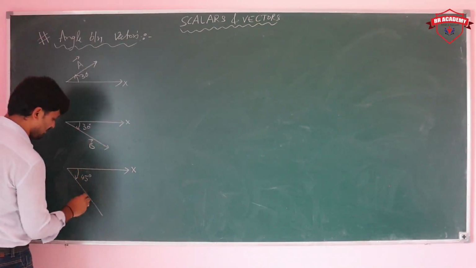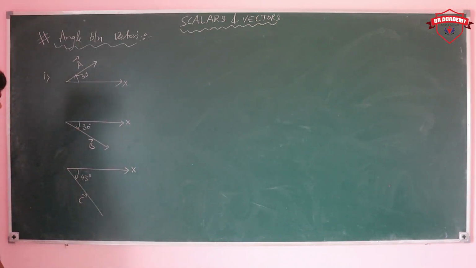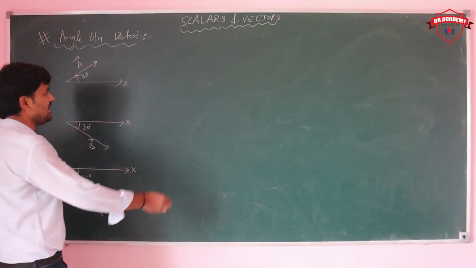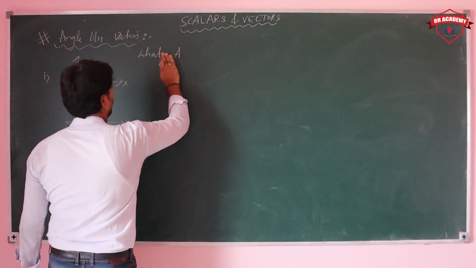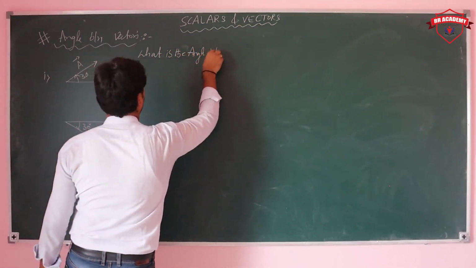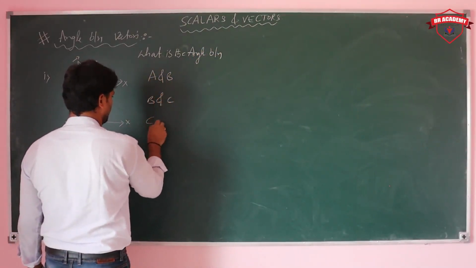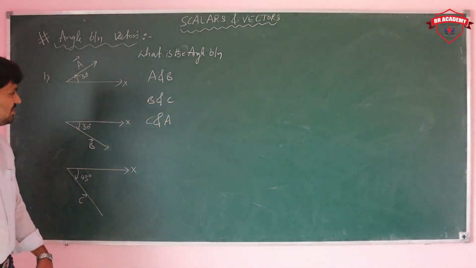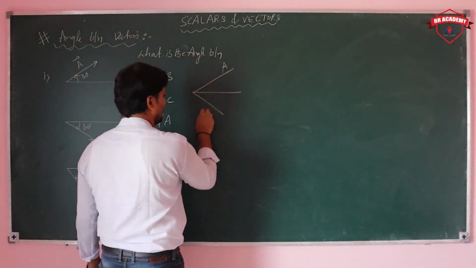This is B and this is C. This is the simple question. A, B, C. Now what is the angle between A and B? What is the angle between A and C? What is the angle between B and C? So see here, very simple. The question is, what is the angle between A and B, B and C, and C and A? That is the thing. So see here, this is the x-axis, this is vector A and this is vector B.